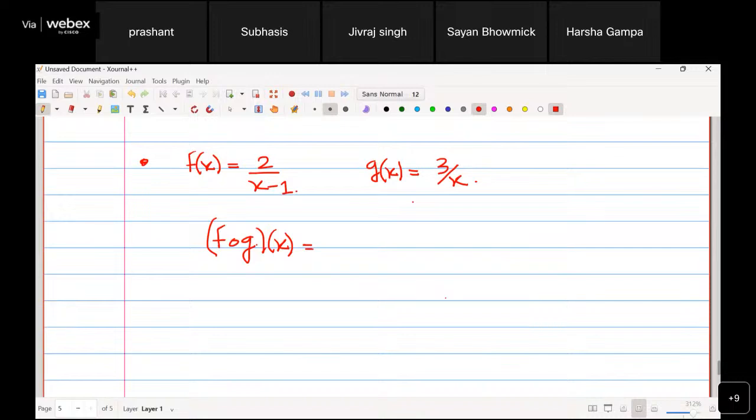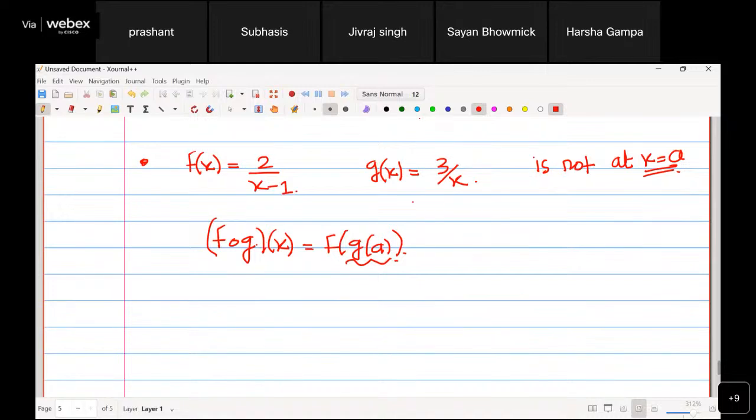Try to understand. If g is not defined at x equal to 0, just a minute, let me complete. If g is not defined at x equal to a, then f compose g can't be defined at x equal to a, because for that, what do you need to write? g of a, and this is not defined.